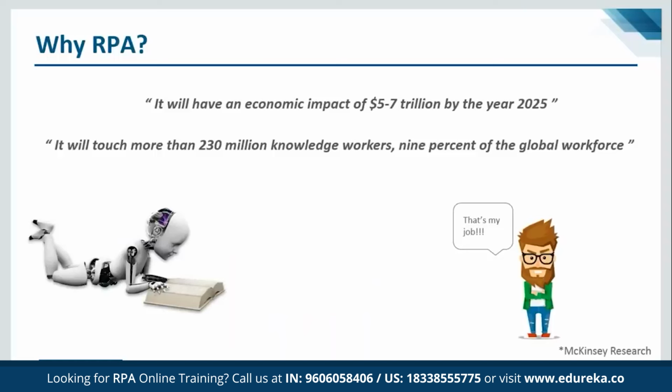$5 to $7 trillion is a huge amount of money, guys. It also says it will touch more than 230 million knowledge workers. So don't get scared with this line, because it says it will touch the jobs of 230 million workers. What that basically means is that whatever tasks you are doing today, maybe you'll not be able to do them tomorrow. Tomorrow you might be doing a different job, or a different set of tasks will be expected from your job. So this is what is meant by touching more than 230 million knowledge workers. That is basically 9% of the global working population, right?